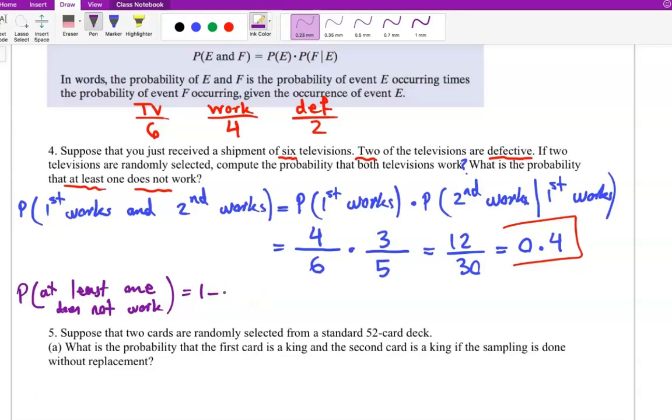So the probability that at least one doesn't work is 1 minus the probability that all work. In this case we have 2 TVs, so we tried these 2, so both work. That is 1 minus what we got here, which is 0.4. The answer is 0.6.